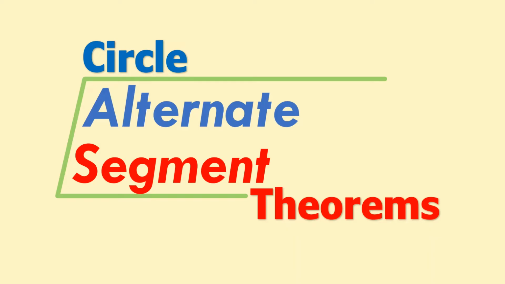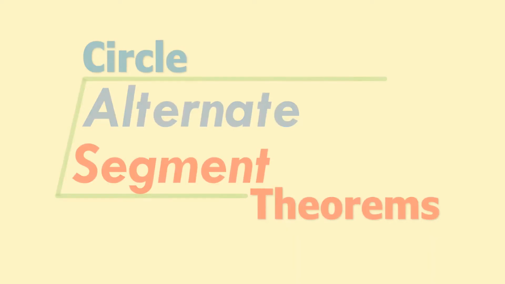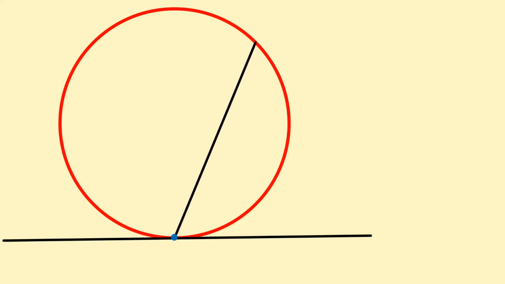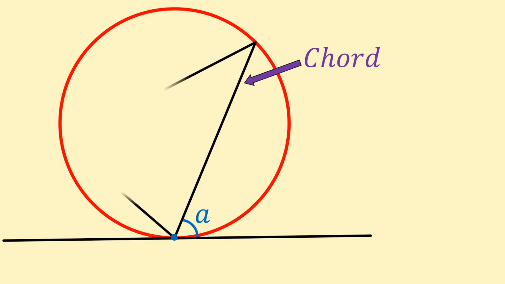Let's get straight in. Here's a circle, and here's a tangent to the circle. When we have a chord, like so, the angle formed between the tangent and a chord is always equal to the angle formed by drawing two lines from the ends of a chord. A fancy way of saying this is the angle in the opposite segment. That's all there is to this theorem.